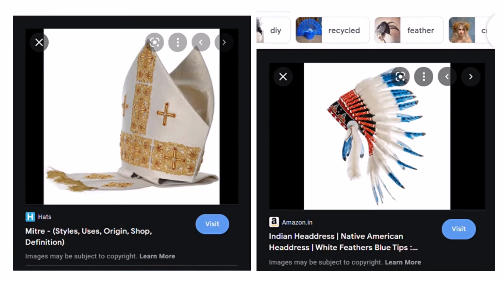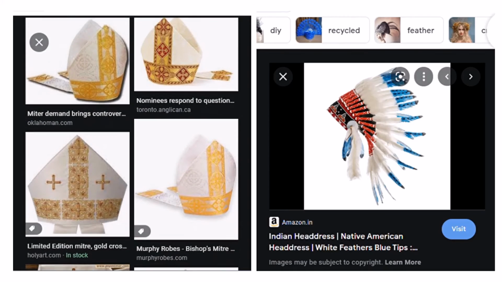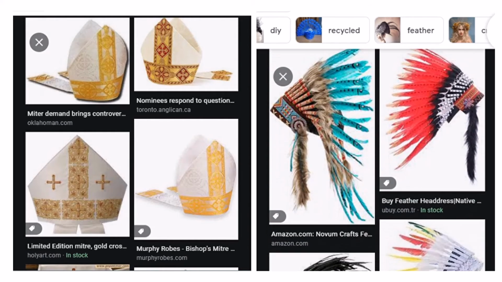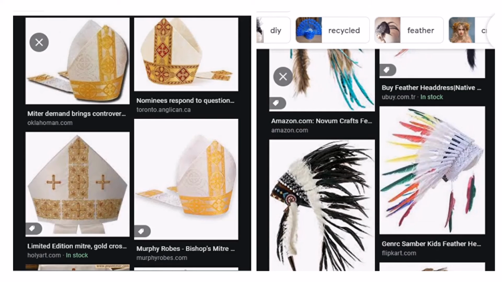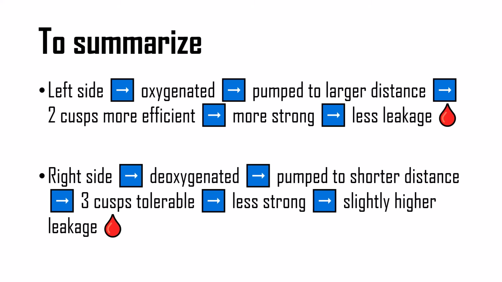So these are images of the mitre and headdress. You can see that this is a bishop's mitre, and these are more images, and it quite looks like the bicuspid valve. And this is a headdress, and this is worn by the tribals, and that looks like a bicuspid valve as well. To summarize what we understood till now, the left side carries oxygenated blood, and that is pumped to a larger distance, that is the entire body.